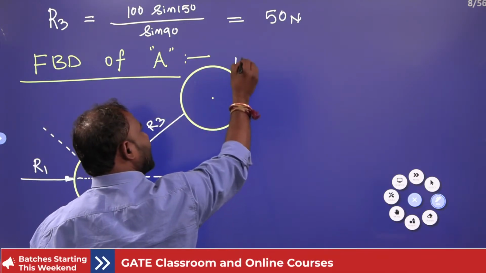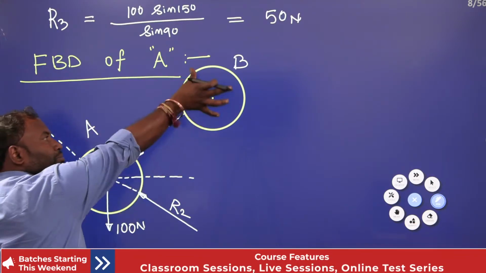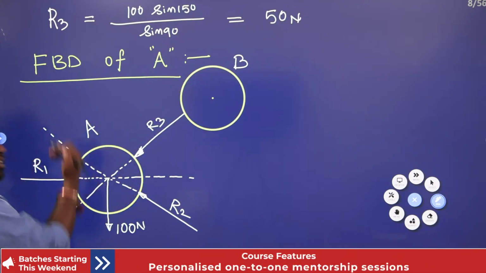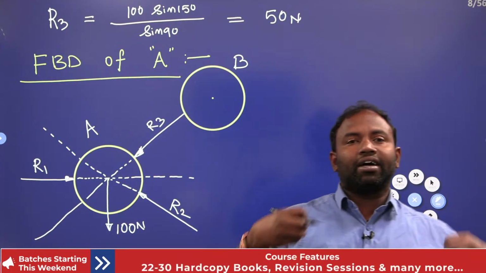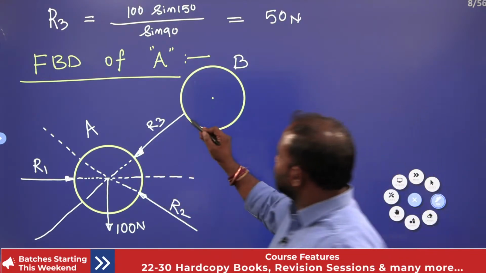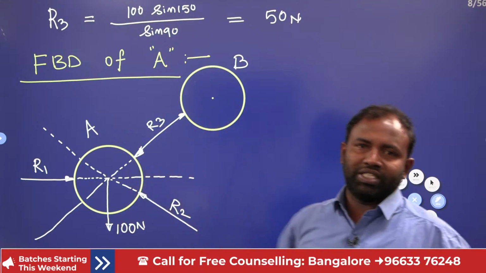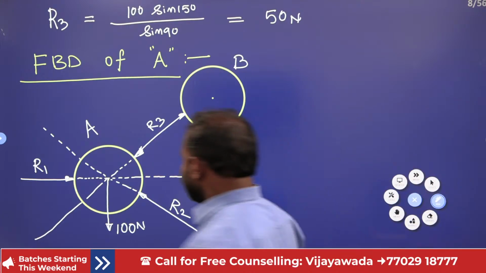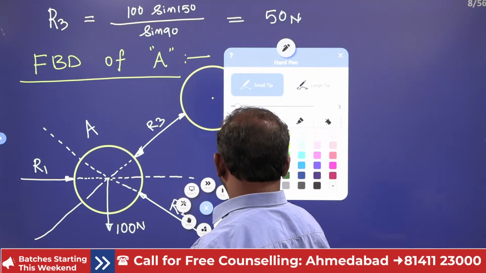Whenever I consider B, then by this A ball, some reaction is acting on the B ball. Whenever I am considering ball A, then some reaction from B is acting downwards on this. However, the magnitude of R3 is the same. But whenever you draw separate free body diagrams, this force comes into the picture. Whenever you are considering ball A only, then you need to do this. Hope you understand, everybody, guys. Right. Now let us draw the free body diagram.